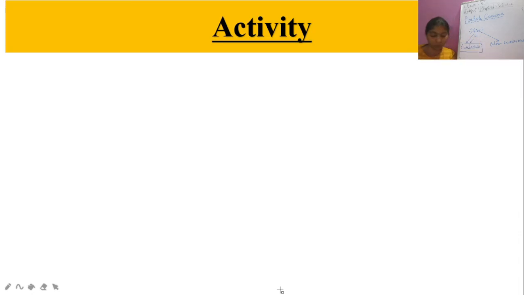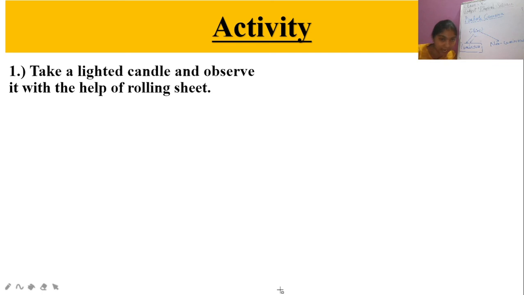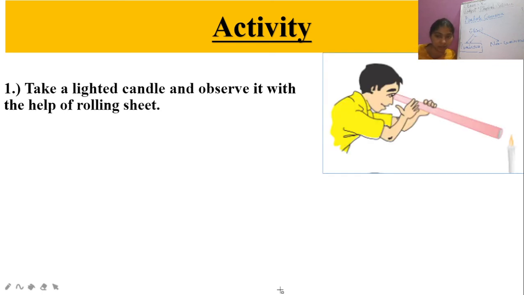So we have an activity, students. Let's see. You have to take a lighted candle and observe it with the help of a rolled sheet. See, a person is there who rolls the sheet. How do you have to roll the sheet, students? Suppose this is a sheet. You have to roll the sheet first, and then look at the candle through this hole. I can see a person looking through this hole. You also have to look at the burning candle, like the student.